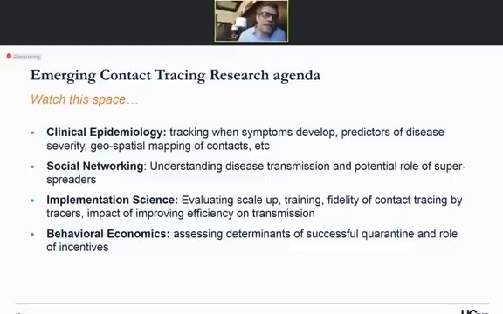of our efforts? Again, I think there are really interesting behavioral economic questions as well. What kinds of incentives could we put out there to ensure successful quarantining? These are questions that hopefully DPH, in partnership maybe with UCSF, can answer in the weeks and months to come. Next slide.